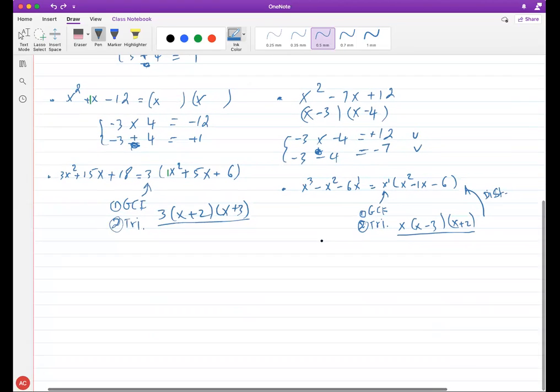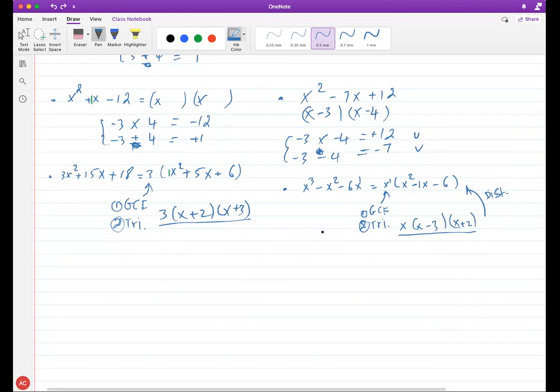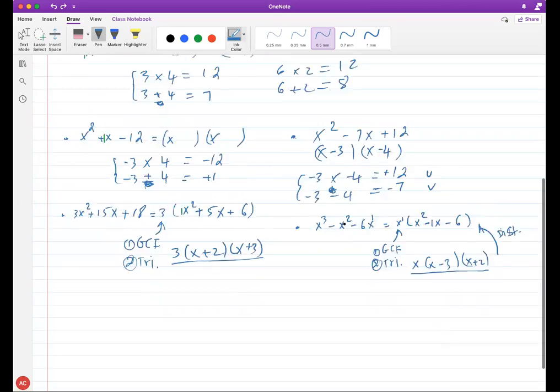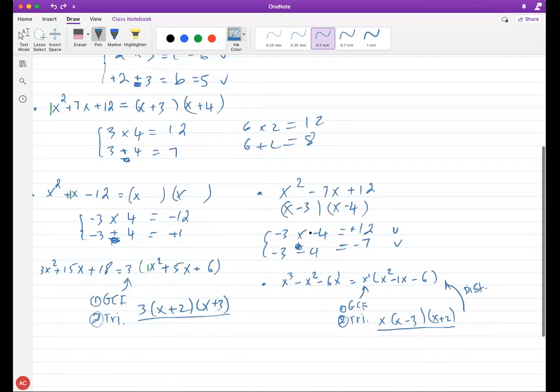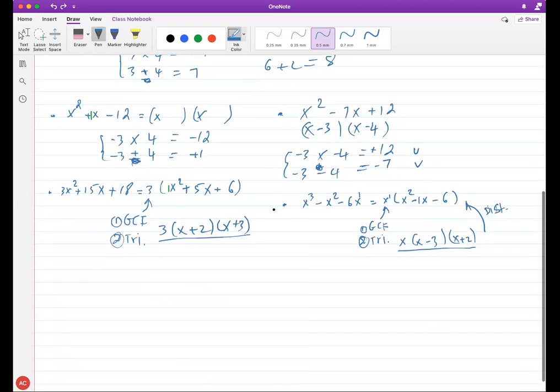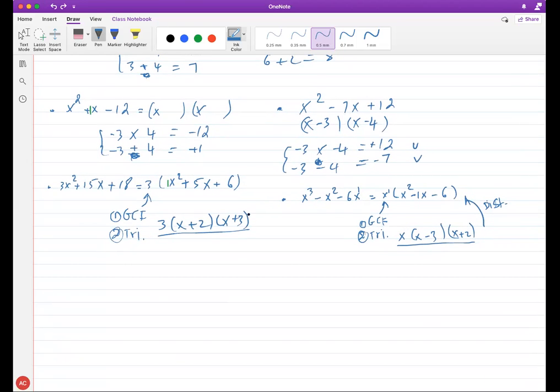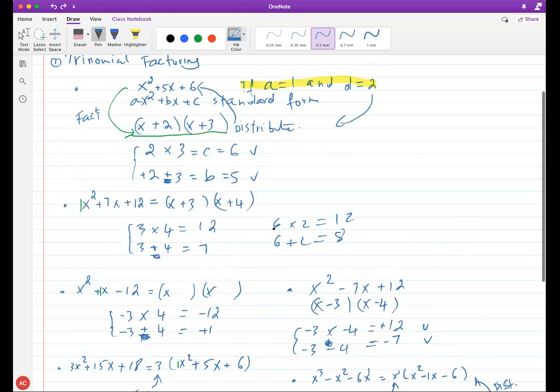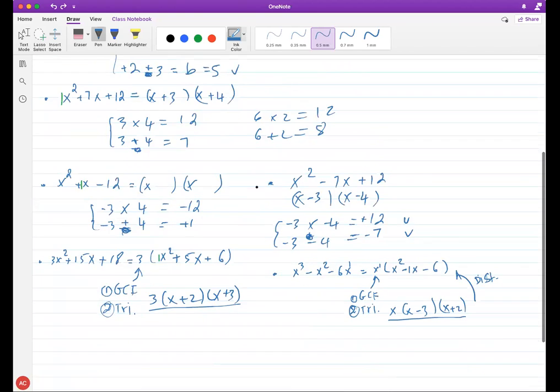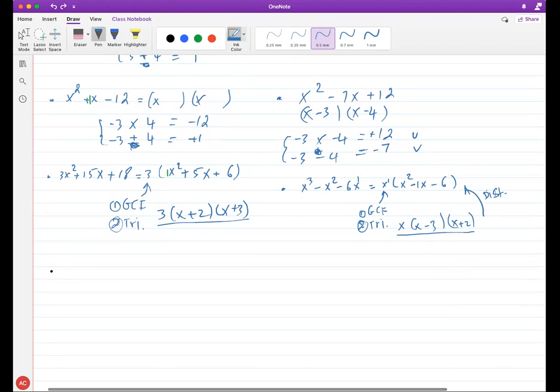Let's see. We're going to look at binomial factoring. Okay, so number 2. Any questions about trinomial factoring? Everybody? No.